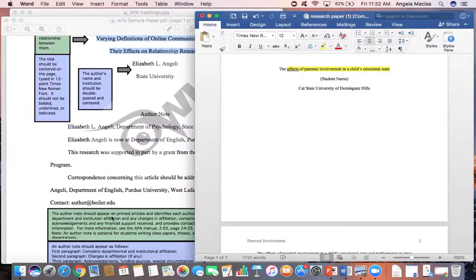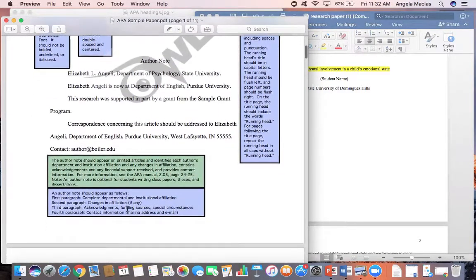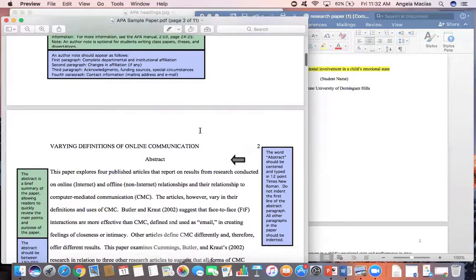Let's jump down here. This one has an author note, and depending on who you are and what kind of program you're in and what you're writing, you may not need to do an author note. I often don't have my students use them because it tends to be more for people who are writing more extensive things, really large studies. If you're just writing a research paper that is a synthesis of other people's work and not an original study, it's not likely you need to include that, but always check with your instructor.